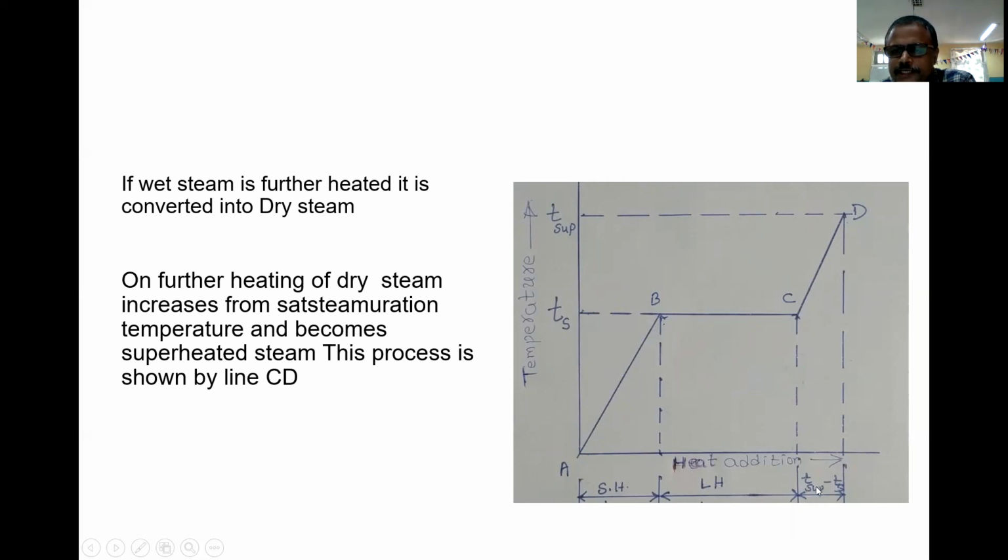Then you have got this T super minus Ts. T super minus Ts is the superheated steam temperature minus the saturated steam temperature. This is known as degree of superheat. So this is the temperature versus enthalpy diagram for steam formation at constant pressure.